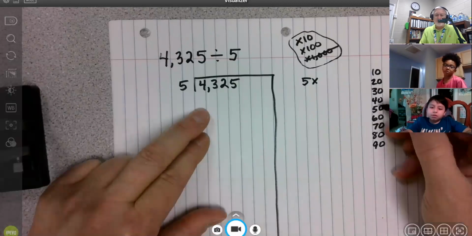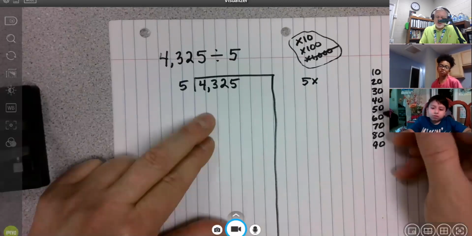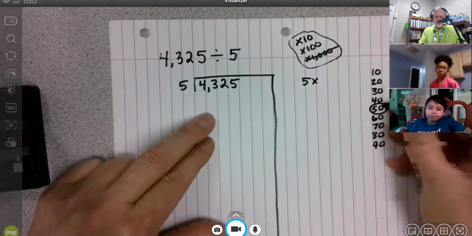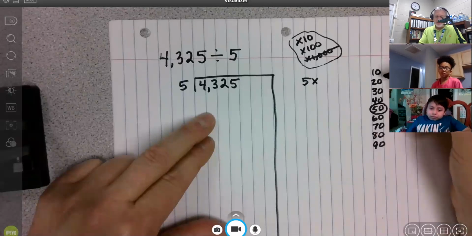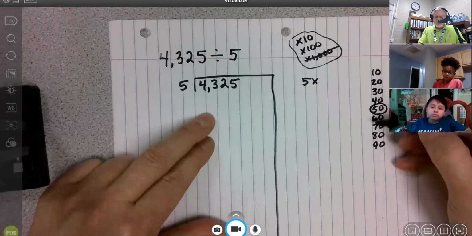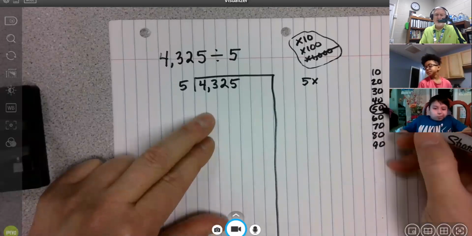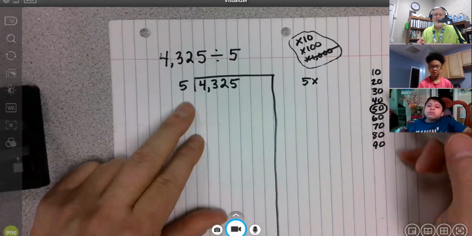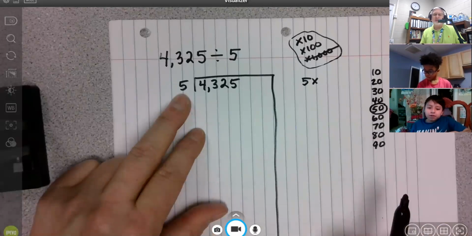Okay, I'm going to stop you. A good strategy would be to just try in the middle. You see all these numbers? Sometimes going to each one of these individually might be a little tough. So you go to the middle one and you say, can I multiply 5 times 50? And how much is 5 times 50?